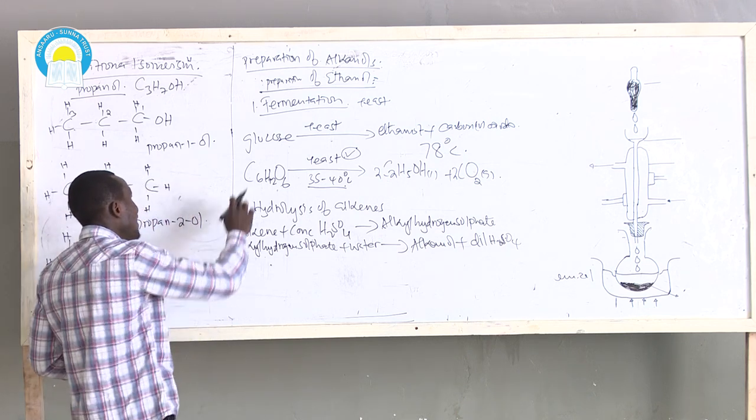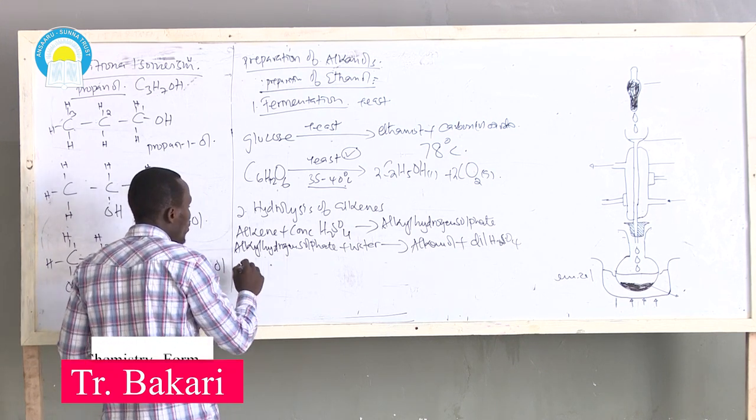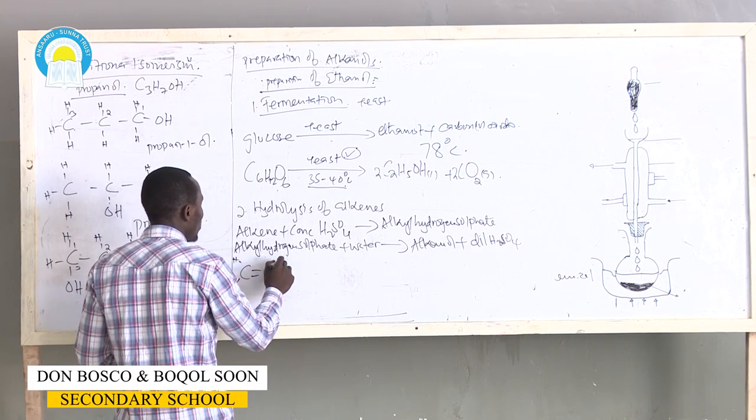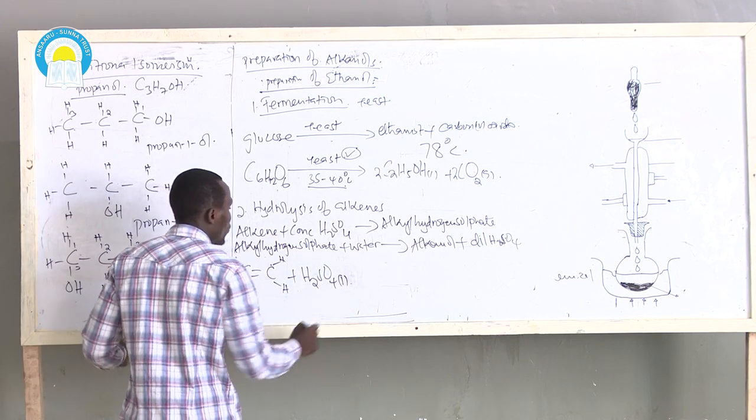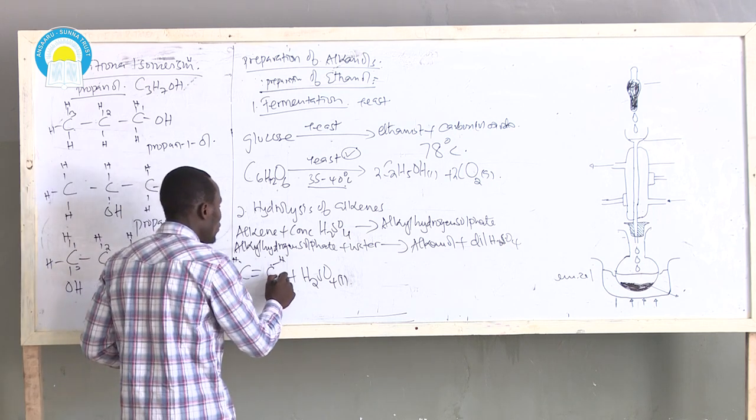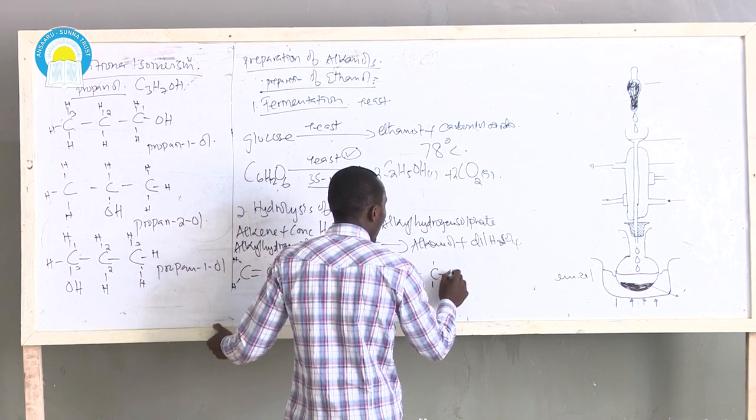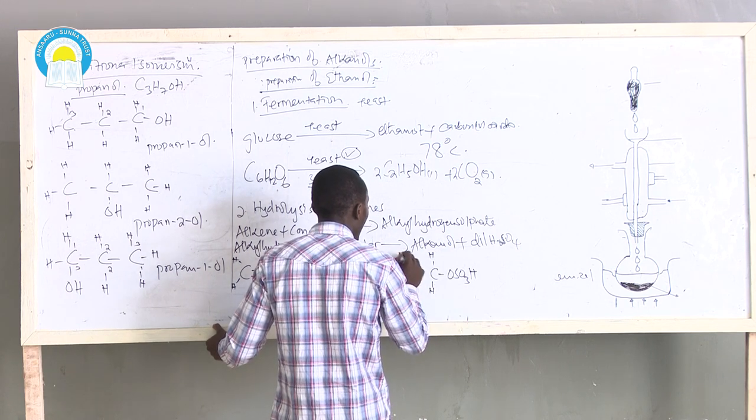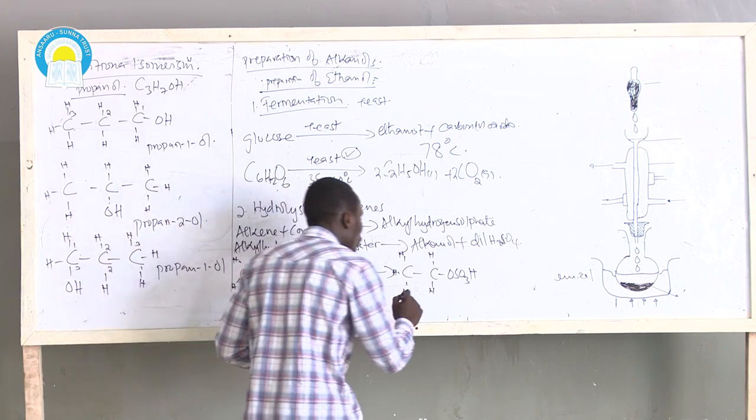For example, let's have a look at ethene. We want to prepare ethanol, so we use ethene, with a double bond, plus H2SO4 liquid. The state symbol for concentrated sulfuric (VI) acid is liquid, and ethene is gas. So we are going to get CH3CH2OSO3H. We call this one ethyl hydrogen sulfate.